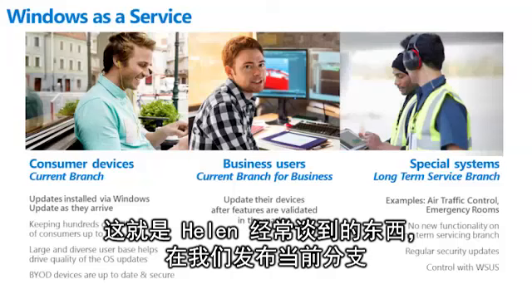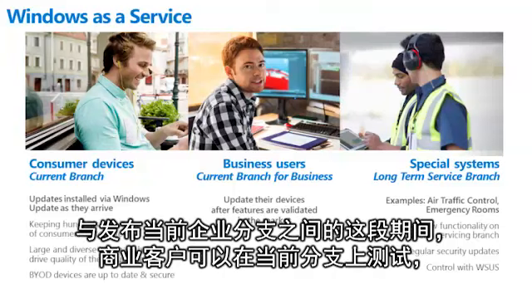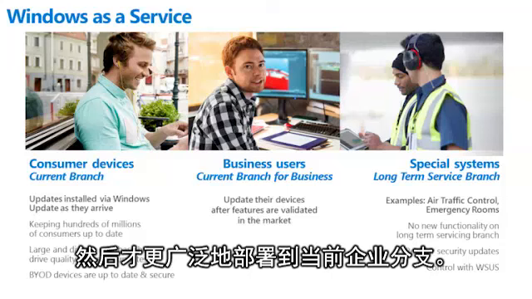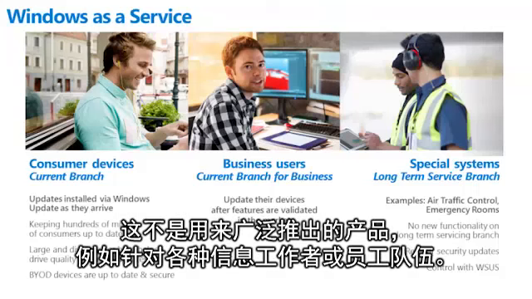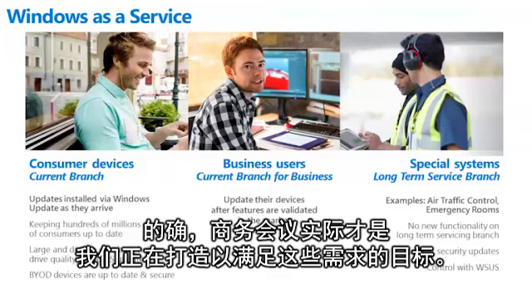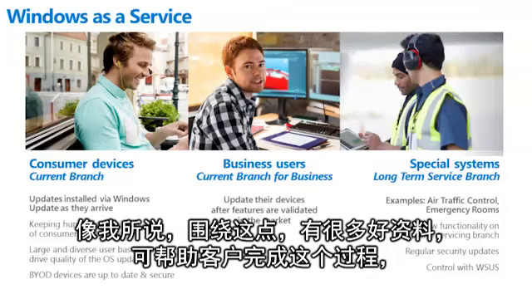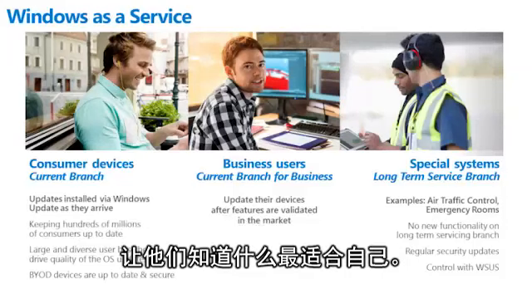And that's what Helen talks a lot about. During the period between us releasing the current branch and releasing the current branch for business, our commercial customers can be testing on the current branch before doing a broader deployment to the current branch for business. Right. And then the long-term servicing branch, we really intend to be only for special systems. That's not something that's being designed to be broadly rolled out across an information worker workforce, for example. The current branch for business is really what we're building to serve those needs. Great. So like I said, lots of good material on this around helping the customer through the journey about which is going to work best for them.